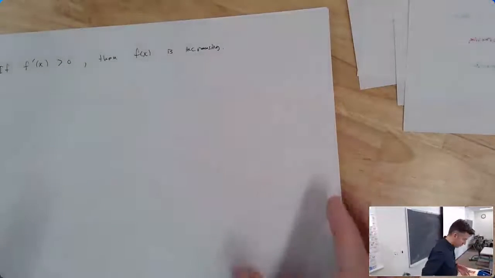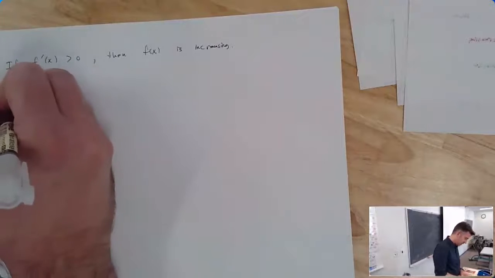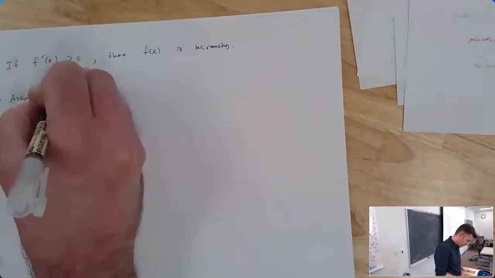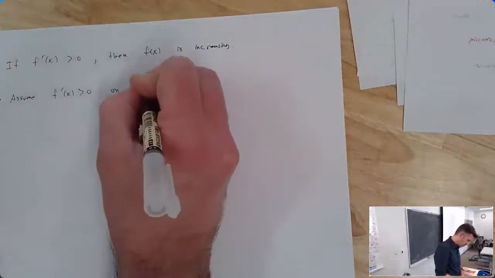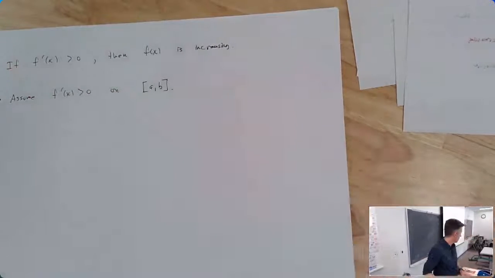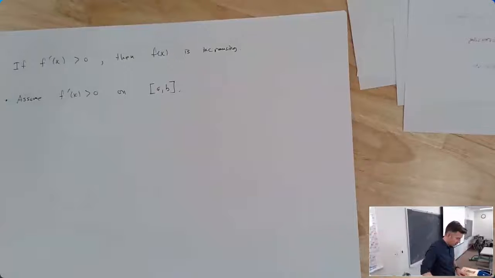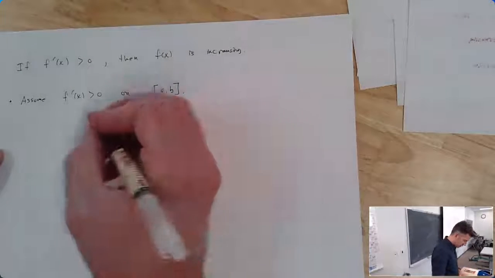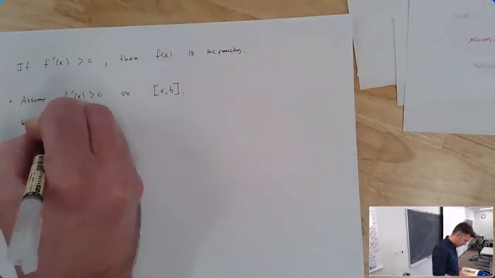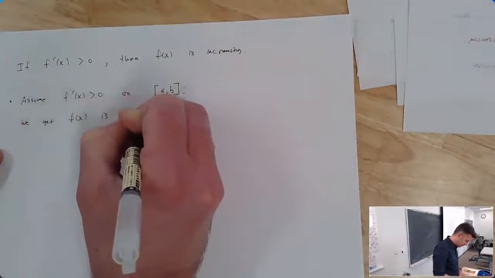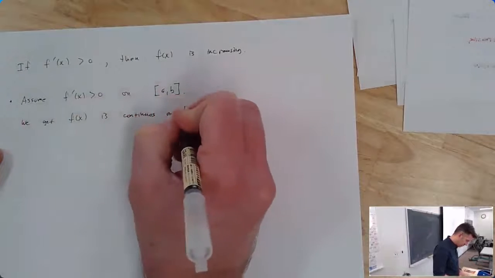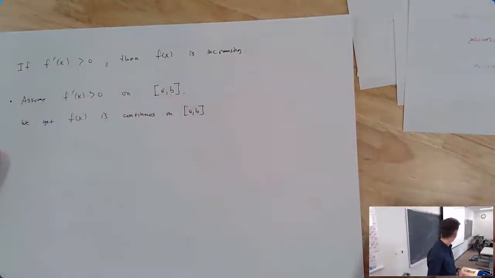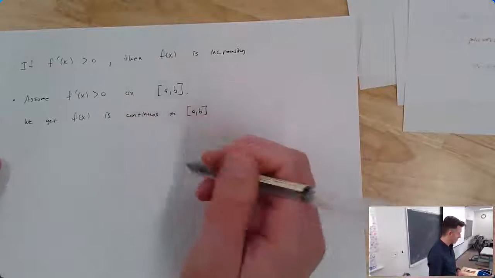So we're going to make some assumptions. Assume f prime of x is positive on some closed interval, maybe. First of all, if you're assuming the derivative is positive, that means the function is differentiable on that interval, which means the function is continuous on that interval. So by extension, this assumption gives us that f of x is continuous on the interval as well. Maybe not the whole closed interval, but that's really fine because we're just using a smaller interval anyway.